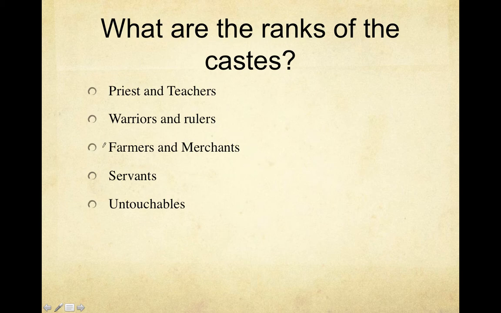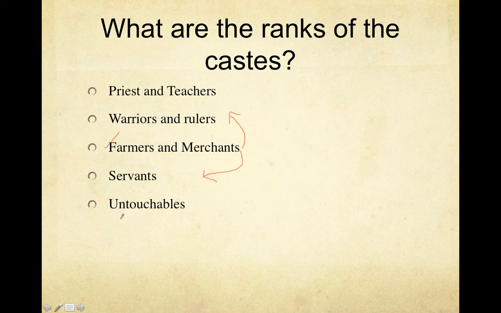So say you were born into the farmers and merchants caste. You lived a good life, you had good karma, and basically what occurs is that when you die, you would move up to become a warrior or a ruler. The opposite can also be said. Say you're a farmer and a merchant, and you live a terrible life and have bad karma and everything else like that, then you would come back as a servant.